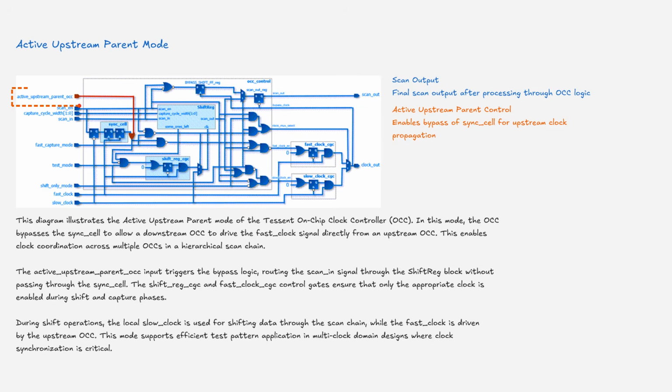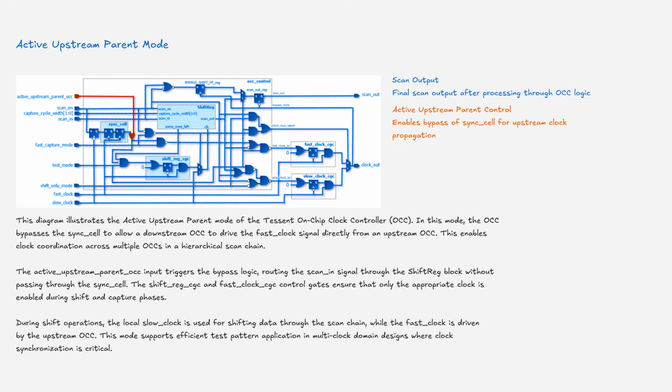The active upstream parent on-chip clock controller input triggers the bypass logic, routing the scan-in signal through the shift register block without passing through the sync cell. The shift register clock gate control and fast clock gate control gates ensure that only the appropriate clock is enabled during shift and capture phases.